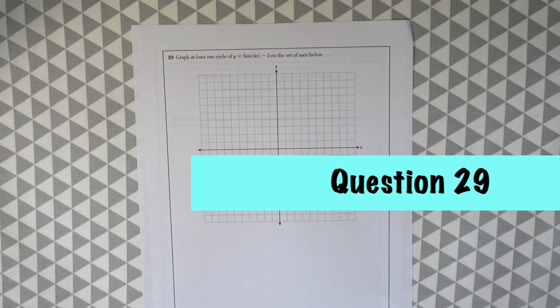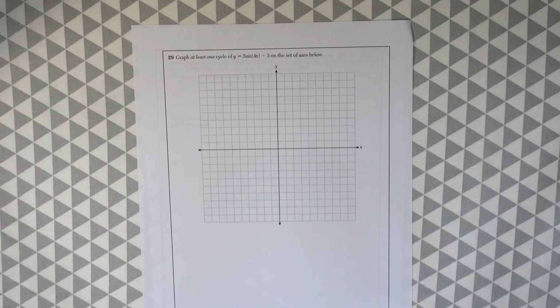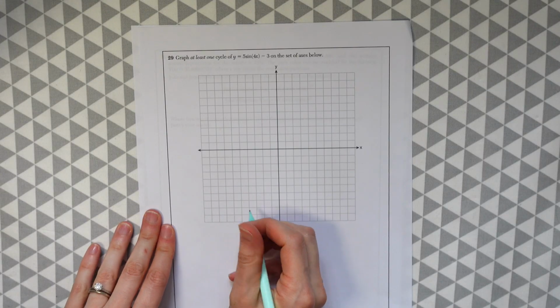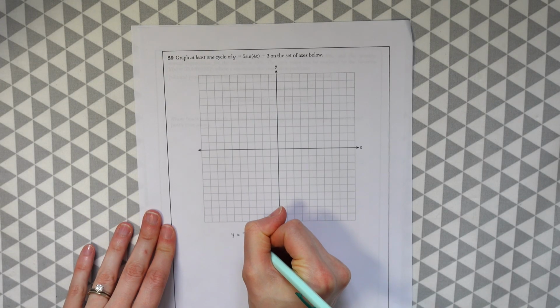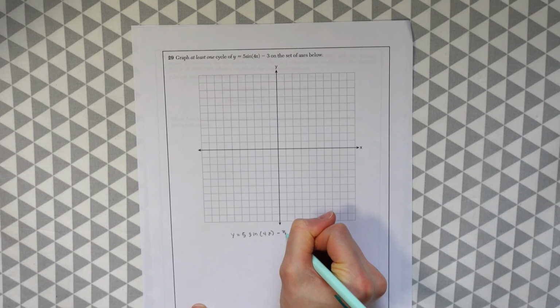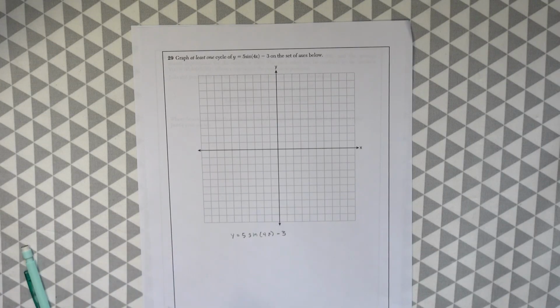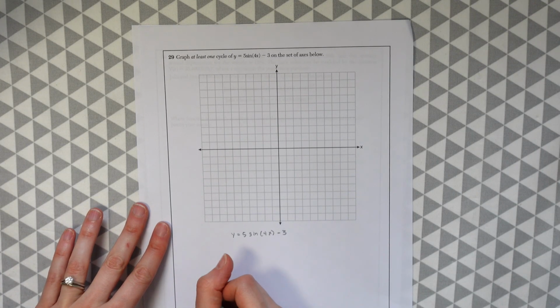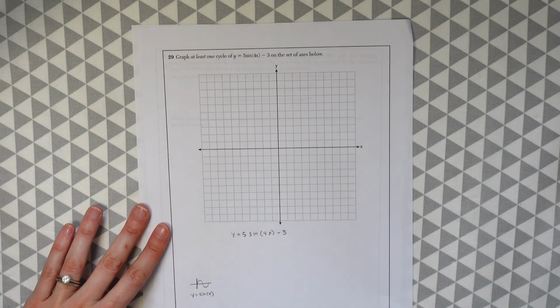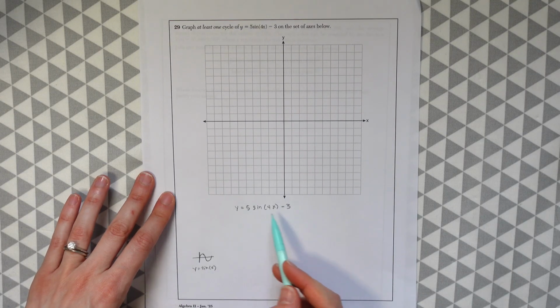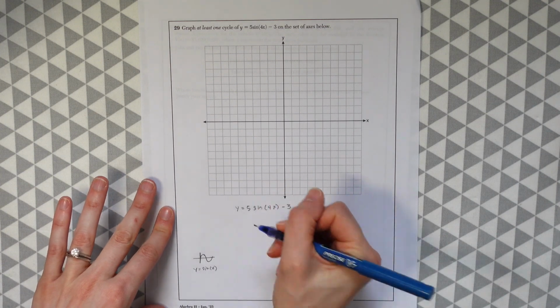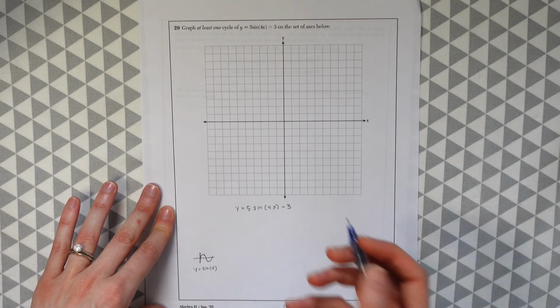Question 29. Graph at least one cycle of y equals 5 sine of 4x minus 3 on the set of axes below. So I'm just going to bring this down so we can look at it and label it y equals 5. Okay, so the first thing I notice here is that this is a sine function. So sine functions, remember, have that S curve starting at 0, 0, where it looks something like this. But this isn't that simple, right? This has all these other numbers happening here. So let's do this kind of transforming it one step at a time.